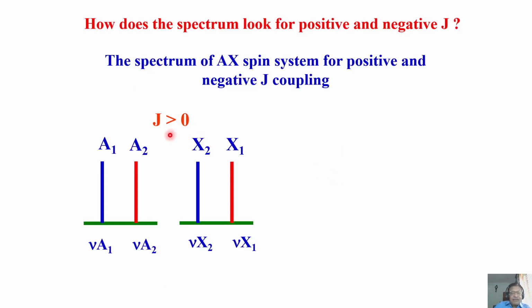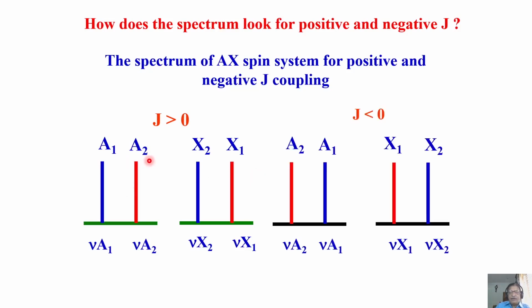Let us say this is the pattern I am going to get for J greater than 0. Most important, you have to monitor A1, A2, X2, X1. These are the numbers I have given for transitions A and transitions X. That we know. Transitions we have already worked out. Consider the situation now where J is less than 0. That is, J is negative. What is the difference you are seeing here?